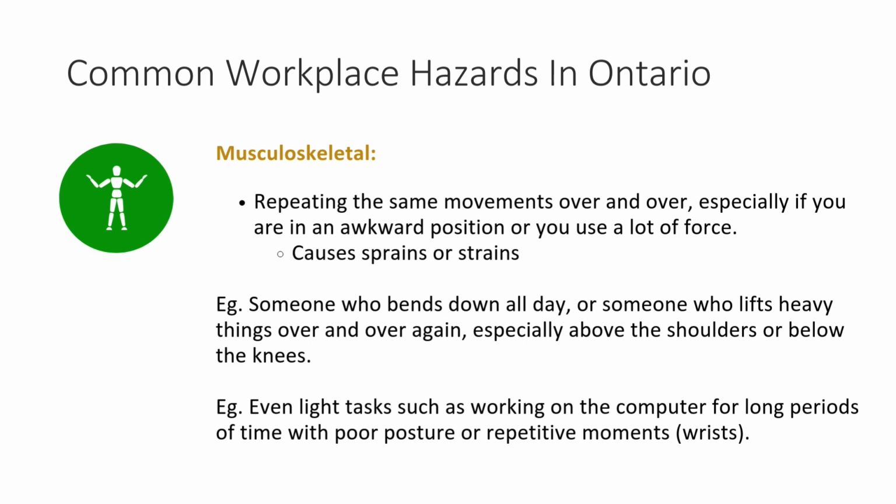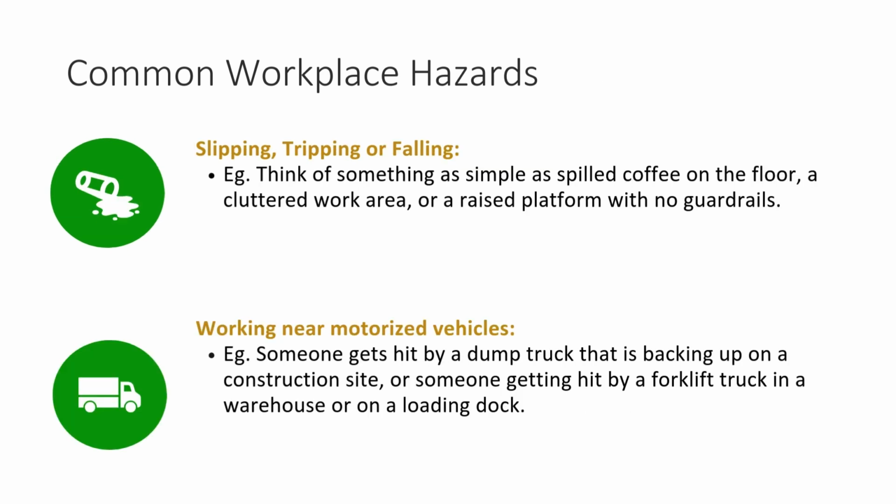It can also result from light tasks such as working on the computer for long periods of time with poor posture or repetitive movements. Another common hazard is slipping, tripping, or falling. For example, think of something as simple as spilled coffee on the floor, a cluttered work area, or a raised platform with no guardrails. Additionally, working near motorized vehicles is considered a hazard. For example, someone getting hit by a forklift truck in a warehouse.